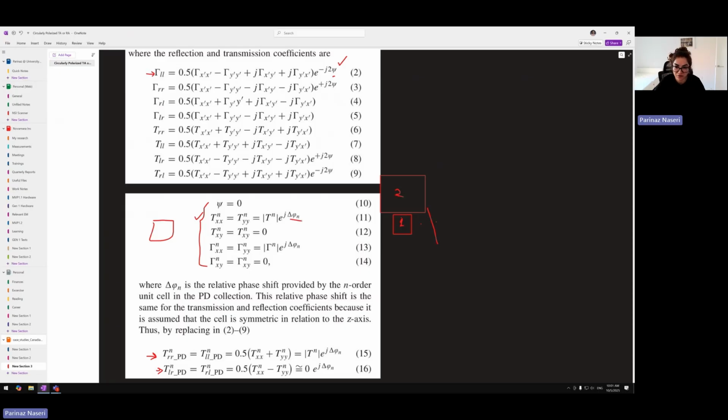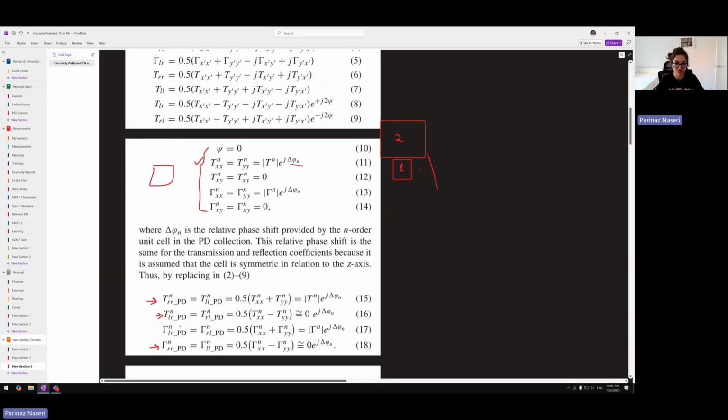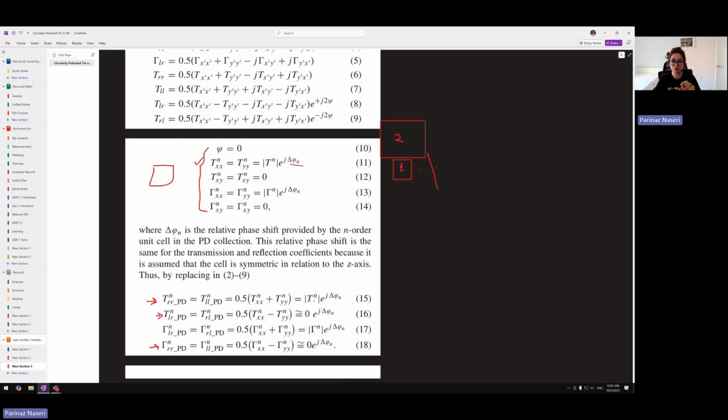So when I define the phase shift phi n, I'm defining it based on my reference to the original one. Okay, and then in these square ones, since both of them are squares, these formulas of 10 to 14 hold true, because along X and Y, you're going to have exactly the same transmission coefficient. There is no difference. And then you can say for each of these unit cells, the circularly polarized ones would be exactly equal to the linearly polarized ones. These are per unit cell, okay?